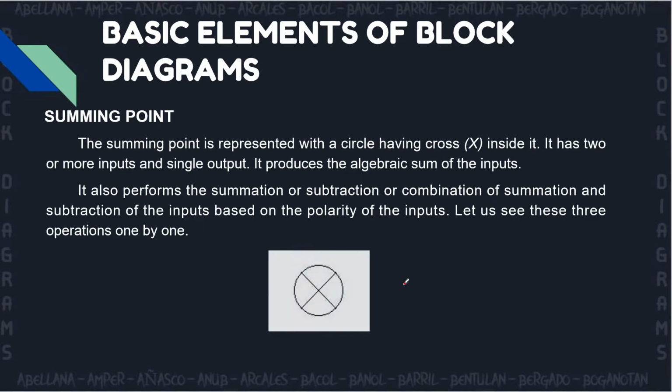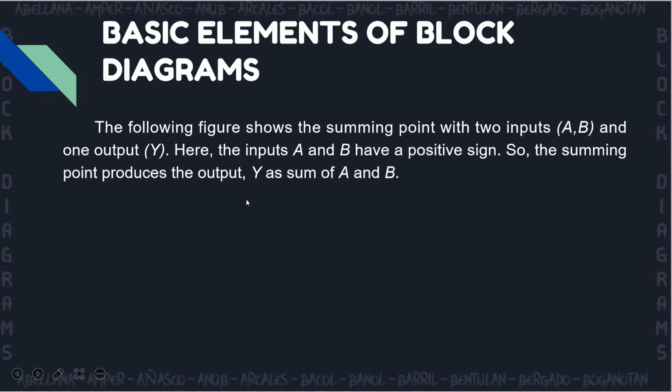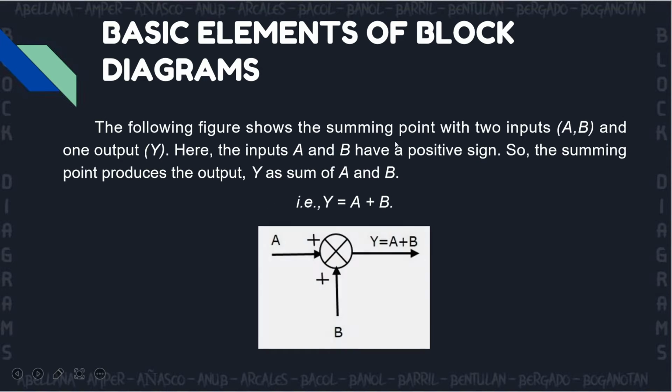Okay, so as you can see, this is a summing point. As stated here, this is an example of a summing point, a circle having a cross at the center. So here's the first example. The following figure shows the summing point with two inputs, A and B, and one output, Y. Here the inputs A and B have a positive sign, so the summing point produces the output Y as the sum of A and B. Therefore, Y is equal to A plus B.